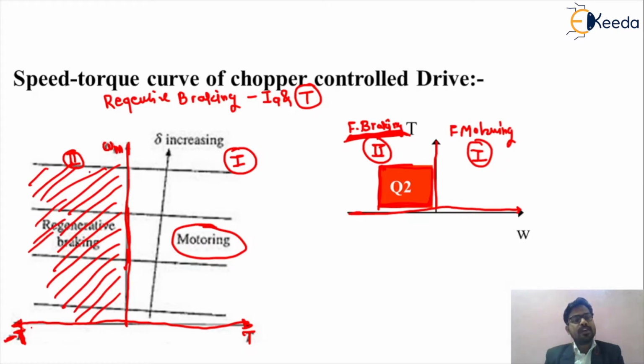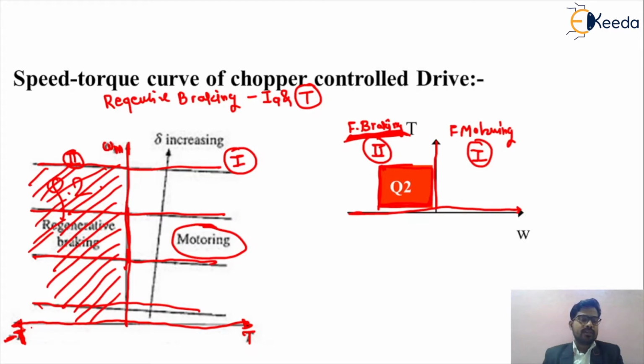For your understanding, this will be the torque-speed characteristic of your DC separately excited motor. But when this motor is operated in regenerative braking mode, it will be operated in quadrant number 2. This quadrant is called the regenerative braking quadrant of your chopper control DC drive.